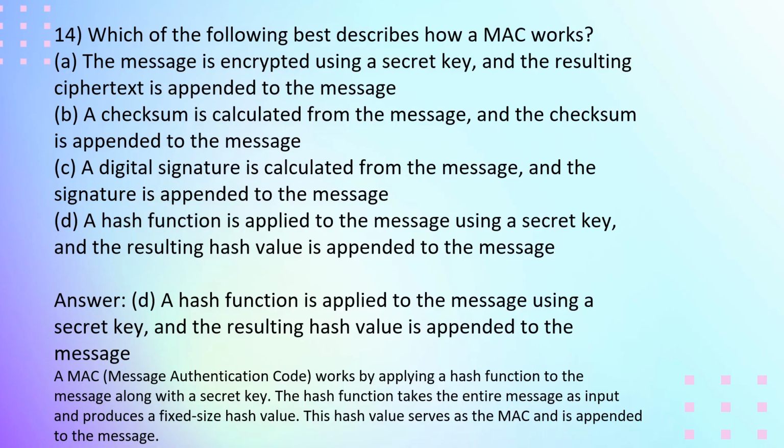Which of the following best describes how a MAC works? The answer is D. A hash function is applied to the message using a secret key, and the resulting hash value is appended to the message. A MAC, message authentication code, works by applying a hash function to the message along with a secret key. The hash function takes the entire message as input and produces a fixed size hash value. This hash value serves as the MAC and is appended to the message.